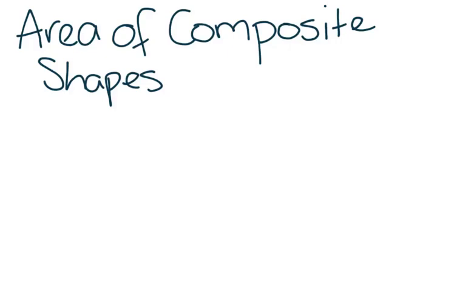So a composite shape is a shape that is made up of more than one. And in Year 9, students are expected to know how to find the area of a composite shape. So it could be something like a house where you've got a square with a triangle on the top of it. And you can see that across here we could split this shape into the two of them and we could find the area that way.